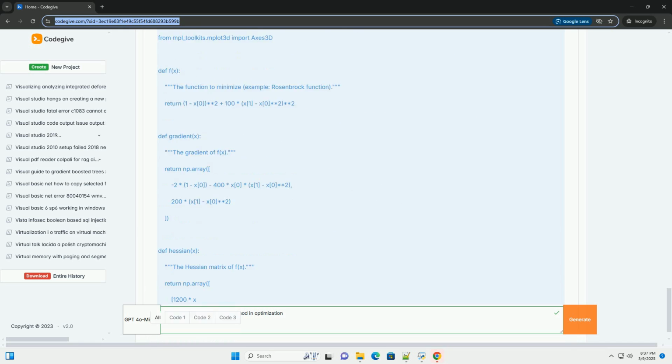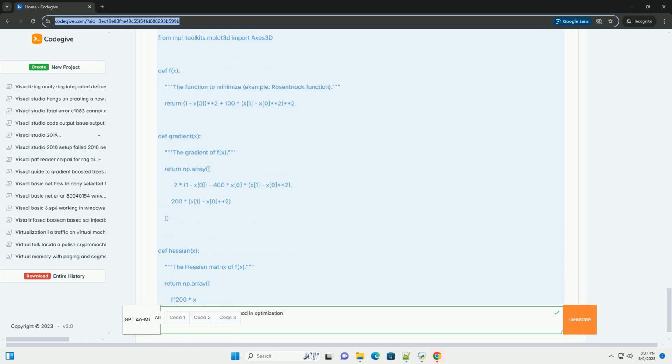Computational cost: computing the Hessian and its inverse, or solving the linear system, can be computationally expensive, especially for high-dimensional problems. Modifications: there are several modifications to Newton's method to improve its robustness and efficiency.